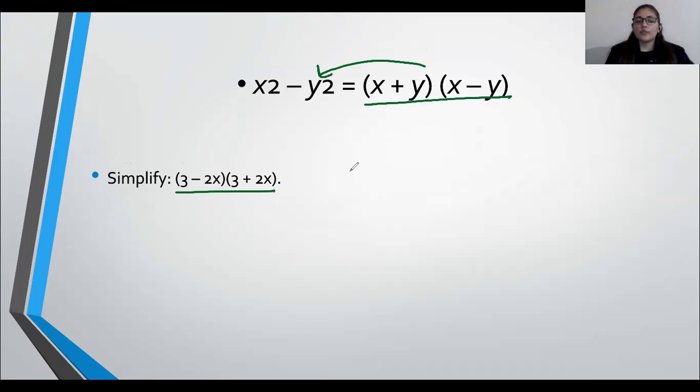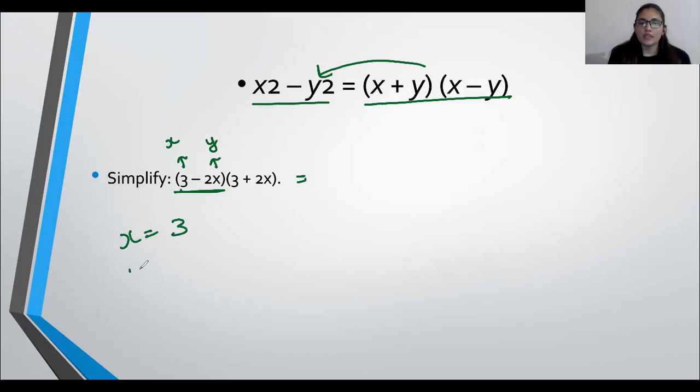Now, in this case, one thing you should take care of: always refer to the bracket where there is a negative sign, this one, okay? Always look at the bracket where there is the negative sign. So the first number will be your x and the second number will be your y. According to the identity, this is equal to x square minus y square. So we know that x is 3 and y is 2 times x. So how are we going to write this? It will be 3 square minus 2x whole square, right?